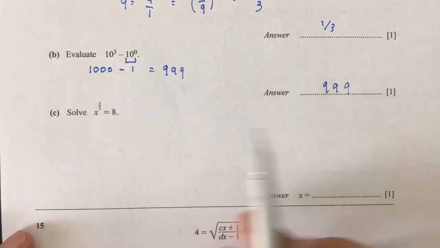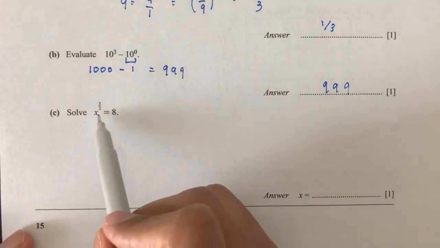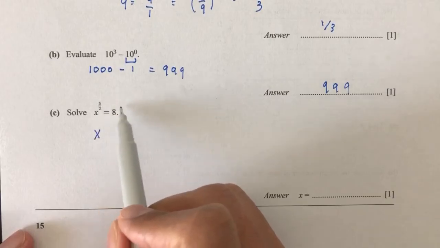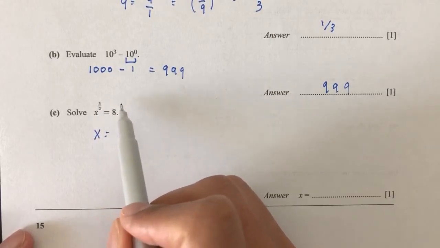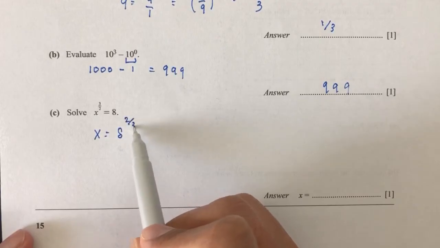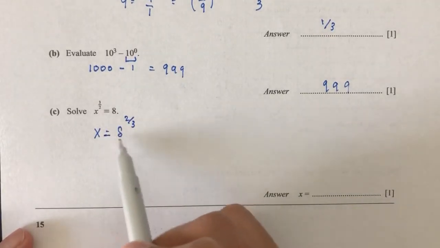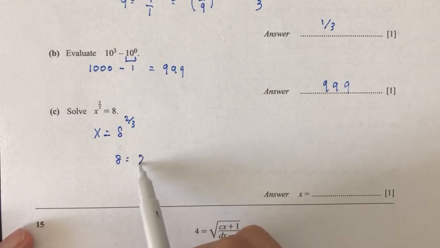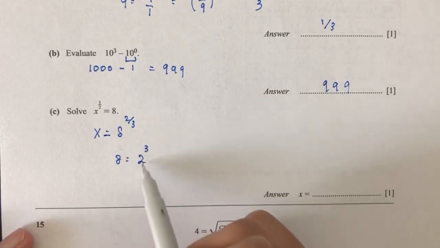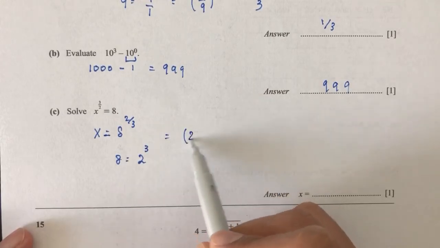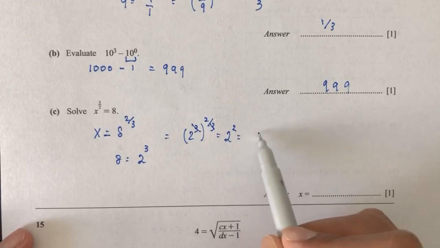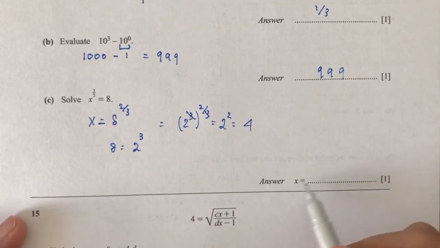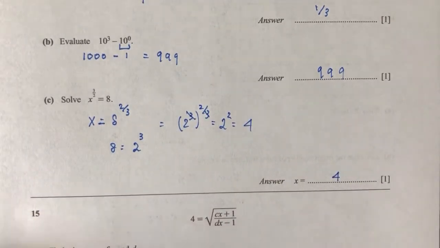So let's solve this equation here. If you want to send this over here, we have 3 over 2 here. On this side it will become 2 over 3. Now we know 8 can also be written as 2 cubed. So let's replace it in the value. We have 2 cubed to the power 2 over 3. So we have to cancel. 2 power 2 will be 4. Your answer will be x equals 4.